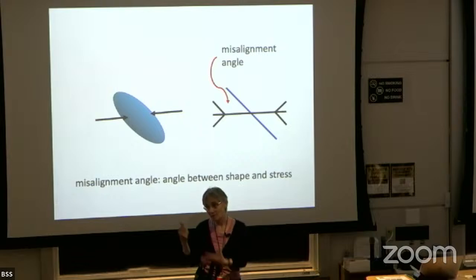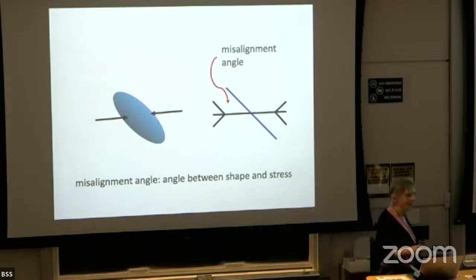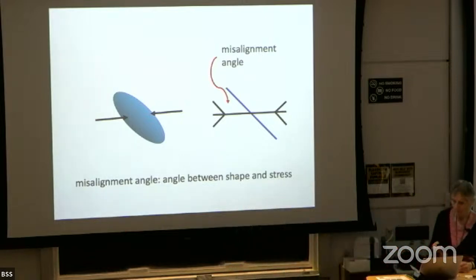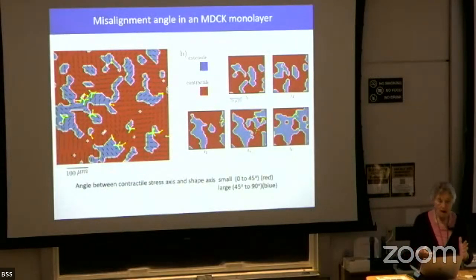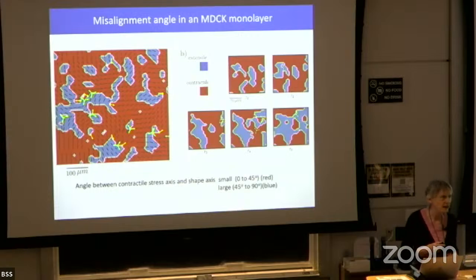Okay. Well, I'll show you the results and then you can complain about them. All right. So this is the picture. This is a picture of what you get. What I'm plotting here is this angle, the angle between this contractile stress axis and the shape axis, the misalignment angle. If that angle is between 0 and 45 degrees, it's more or less a contractile cell.